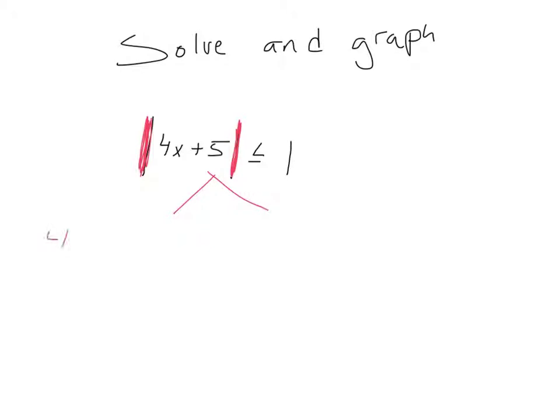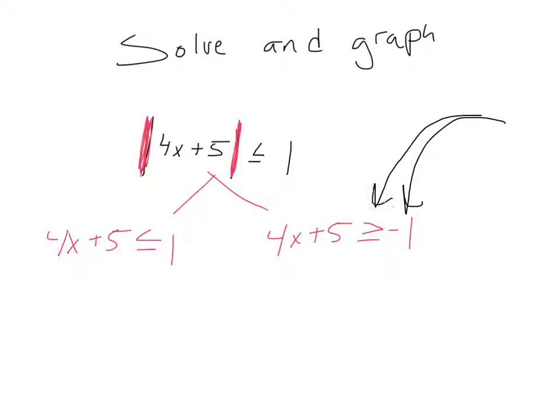Now what I want you to do, we now have 4x plus 5 is less than or equal to 1. But now we also have 4x plus 5 is greater than or equal to negative 1. Don't forget that negative sign, and don't forget that you flip the sign. You have to flip the sign on that second one, when you're distributing that negative to that 1. So solve this problem, and at the end I want you to tell me, is this an AND equation or an OR equation after you graph? Okay, go ahead.